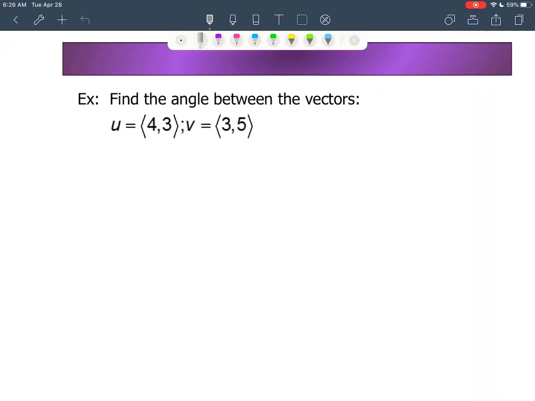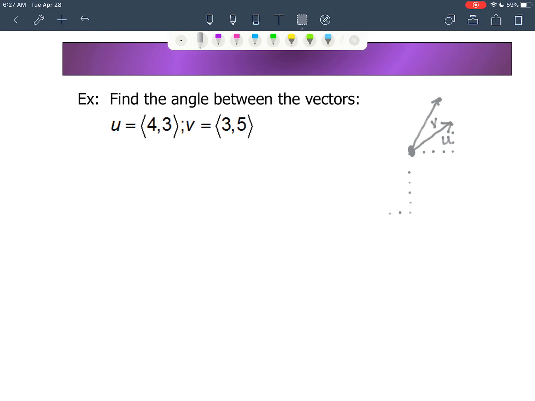We're going to find the angle between these two vectors. I like to draw the vectors. So if I'm going to draw vector u, I'm going to go right 1, 2, 3, 4 units, and then up 1, 2, 3. So there's vector u. And vector v, I'm going to take this point and I'm going to go right 1, 2, 3, and then up 1, 2, 3, 4, 5. And that's vector v.